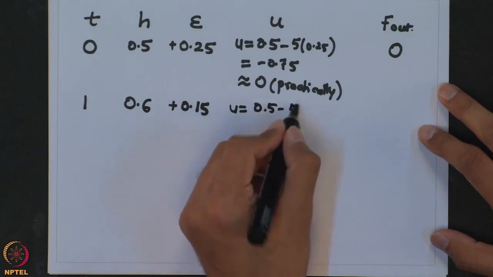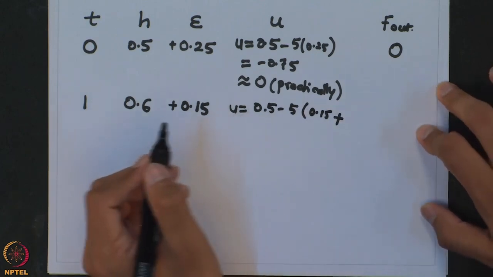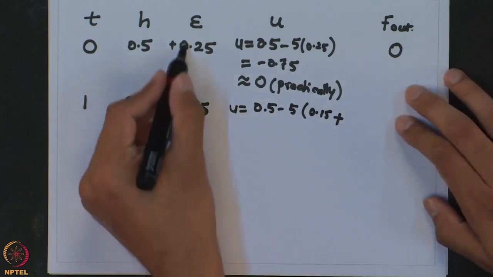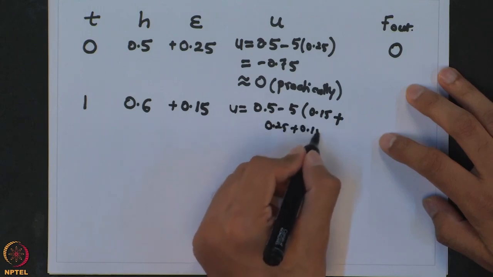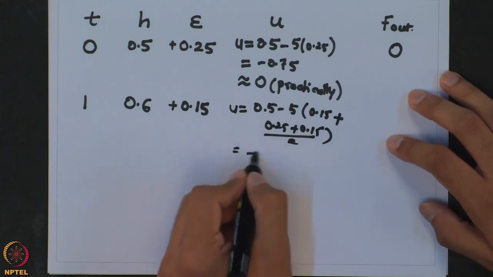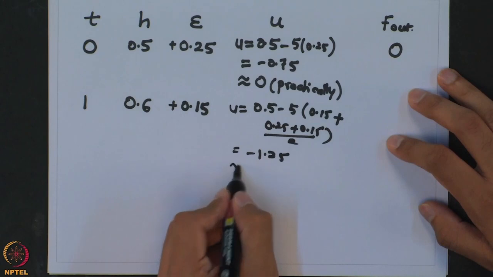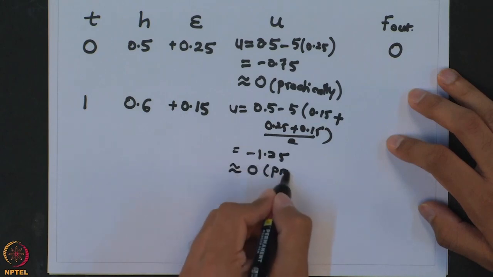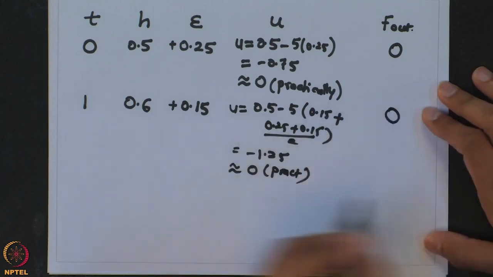The error is now better, the error has become 0.15, and the output will be now 0.5 minus 5 times 0.15 plus integral of error. So the integral of these two errors will have 0.25 plus 0.15 over 2, which comes out to be minus 1.25. So again this is less than 0, so practically the valve is still closed, so outlet is still 0.